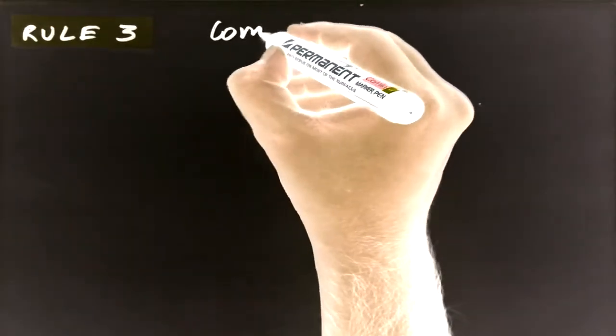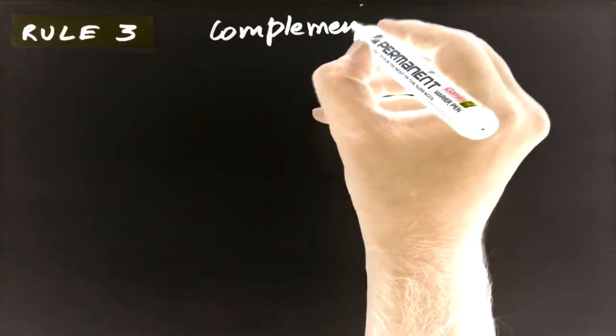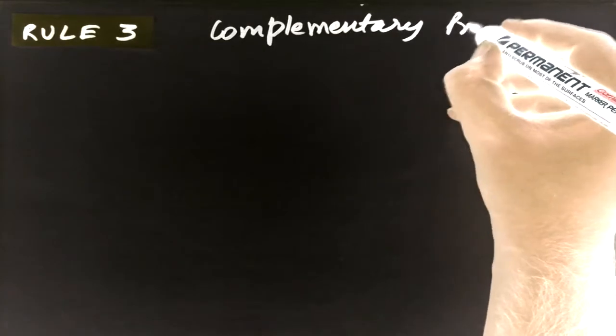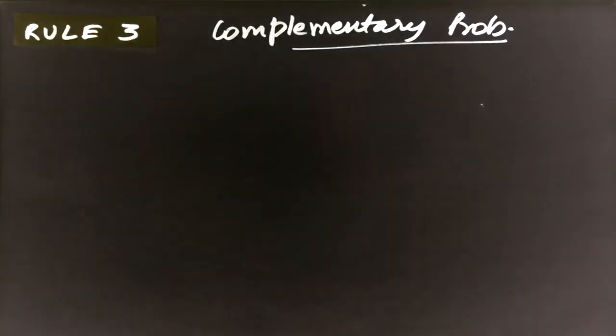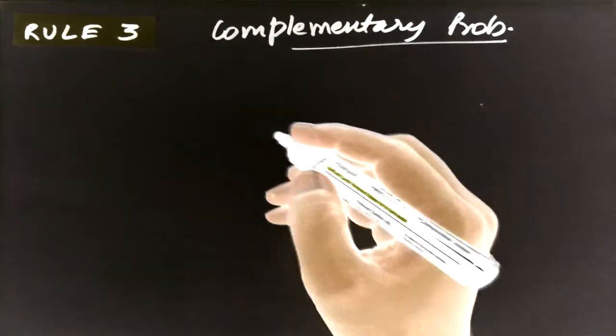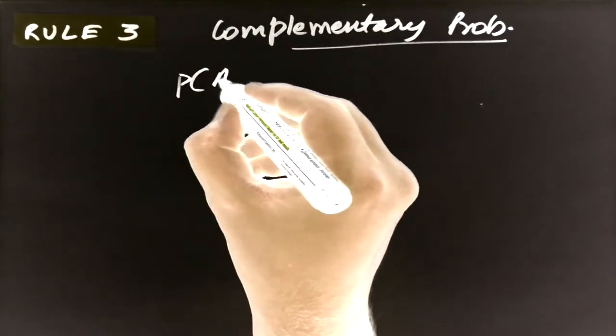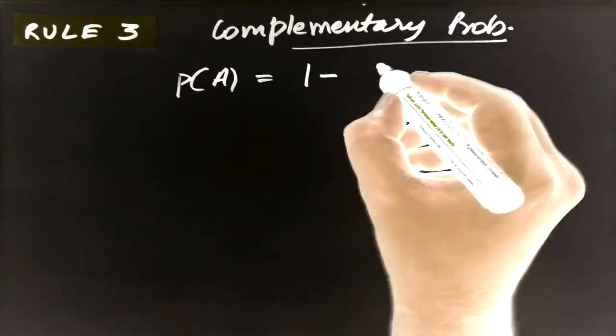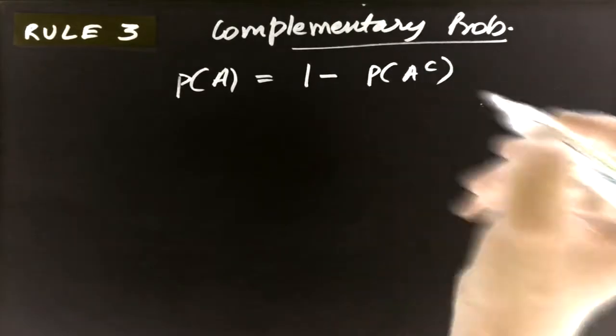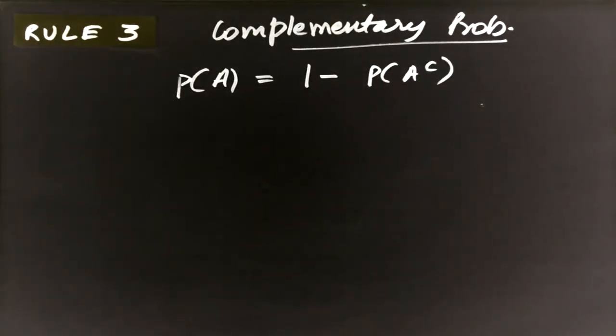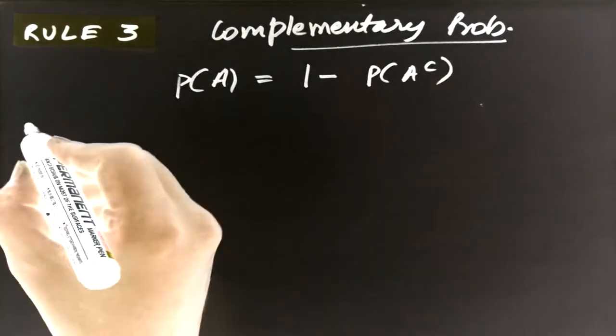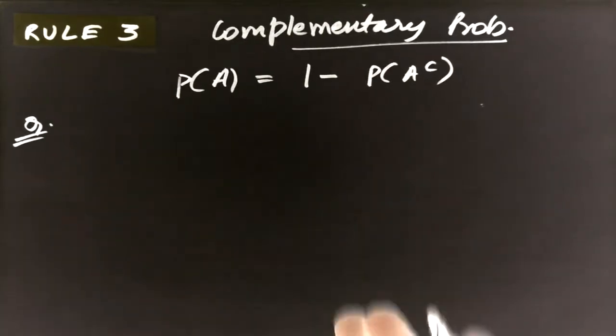So till now we understood the two rules. Now it's time for the third. Third rule is complementary probability. Now what does this mean? It simply means that probability of A is equal to 1 minus probability of complement of A. That's it. Now let's see using a question how we will solve any question using this rule.